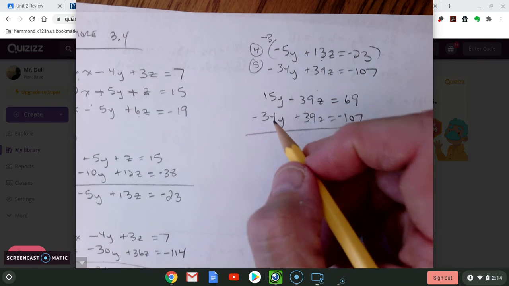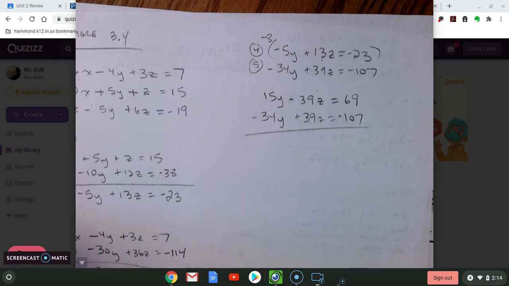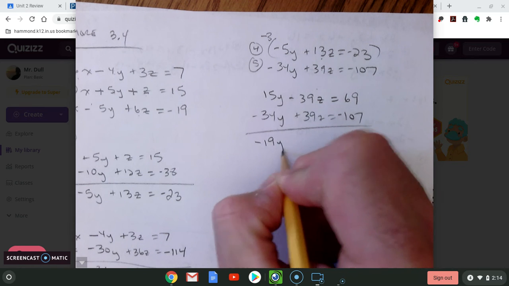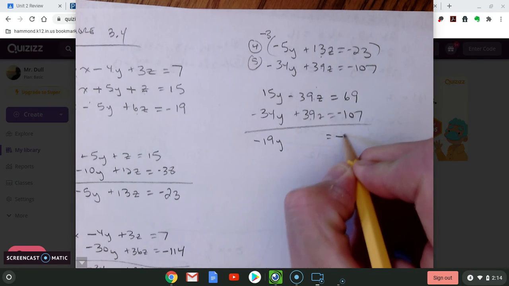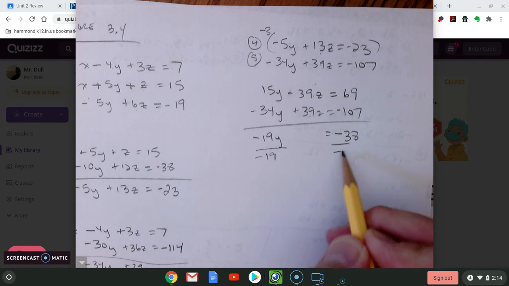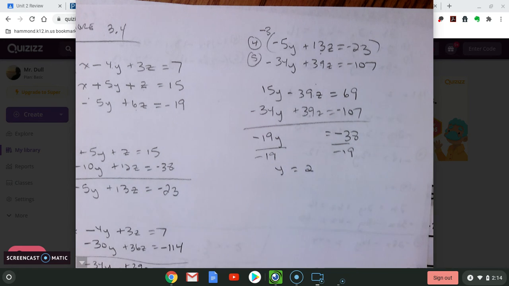All right, so I'm going to have a negative 19y. Negative 39, positive 39 goes away. And then I have a 107, 69 equals negative 38. So if I divide both sides by negative 19, y equals 2.